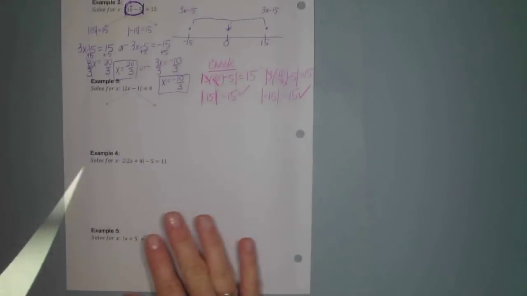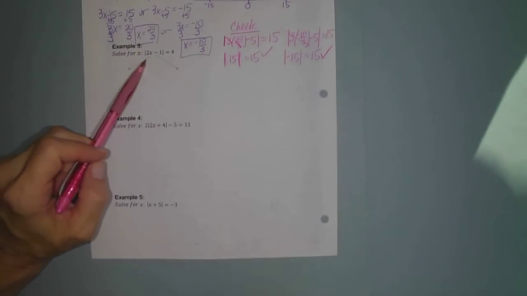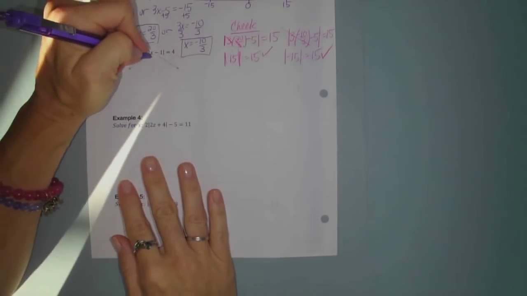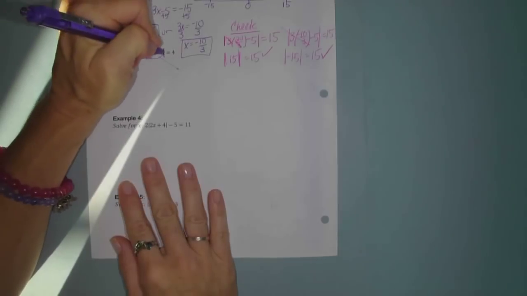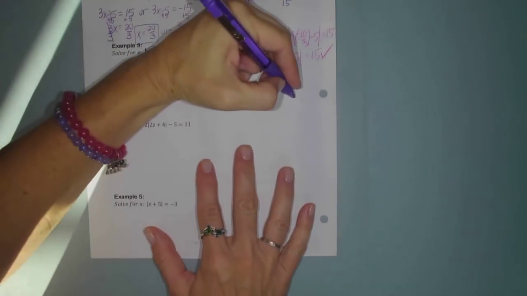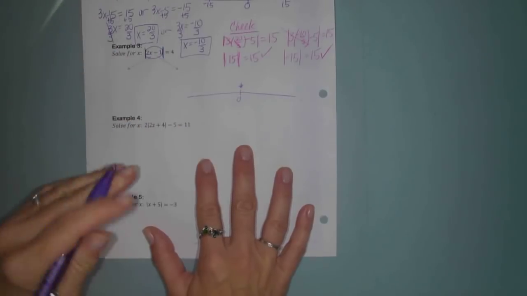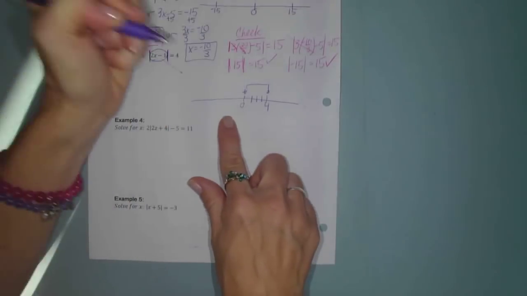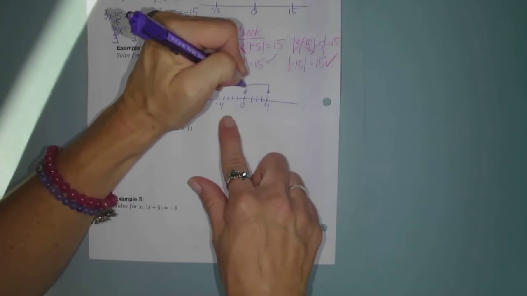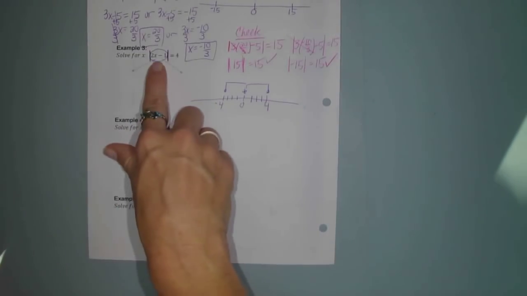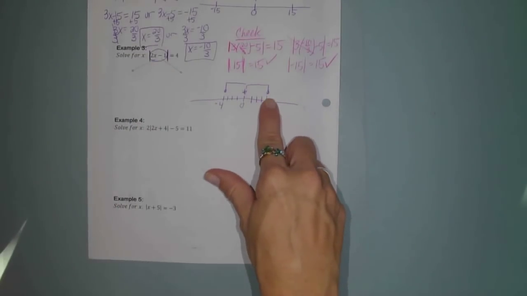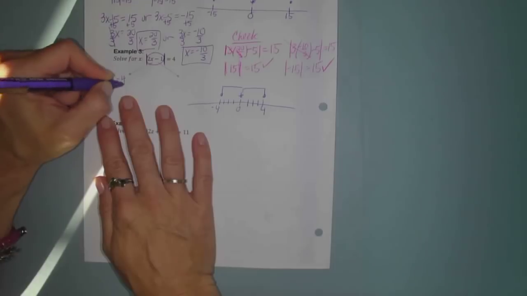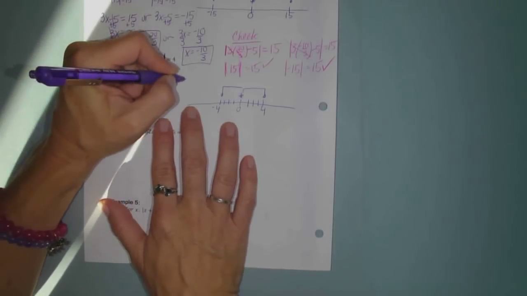Very nice. Okay, let's look at example 3. Solve for x. The absolute value of 2x minus 1 is equal to 4. So again, if this stuff right here has an absolute value equal to 4, then it has to sit at either 4 with a distance of 4, or at negative 4 with a distance of 4. So 2x minus 1 has to be over here at 4 or back here at negative 4. So I'm just going to set that up. 2x minus 1 has to equal 4, or 2x minus 1 has to equal negative 4.